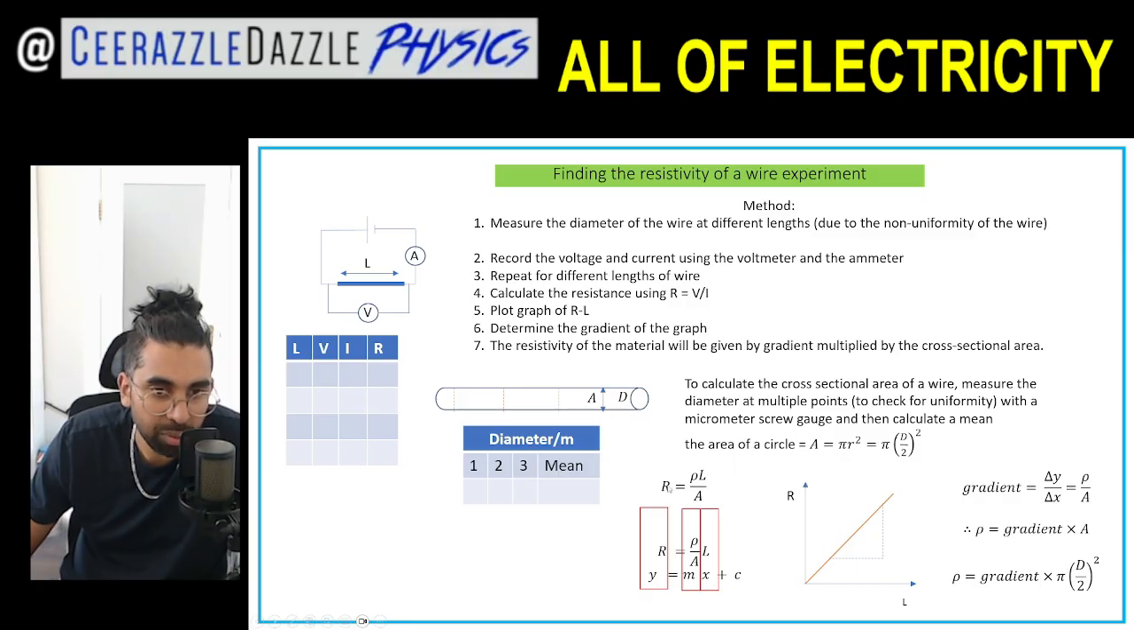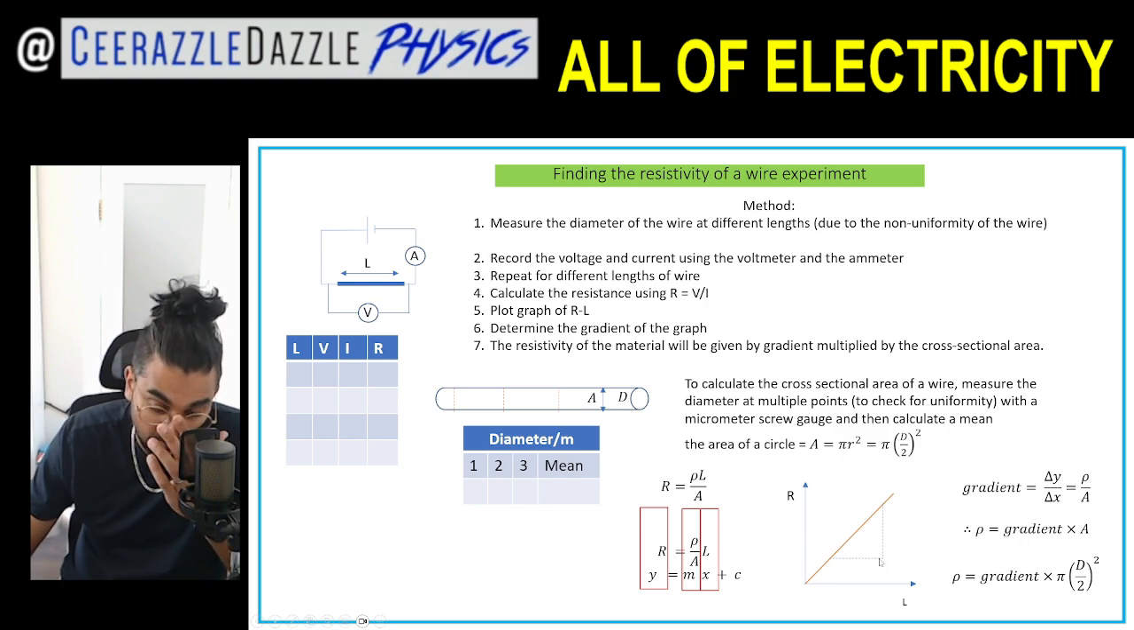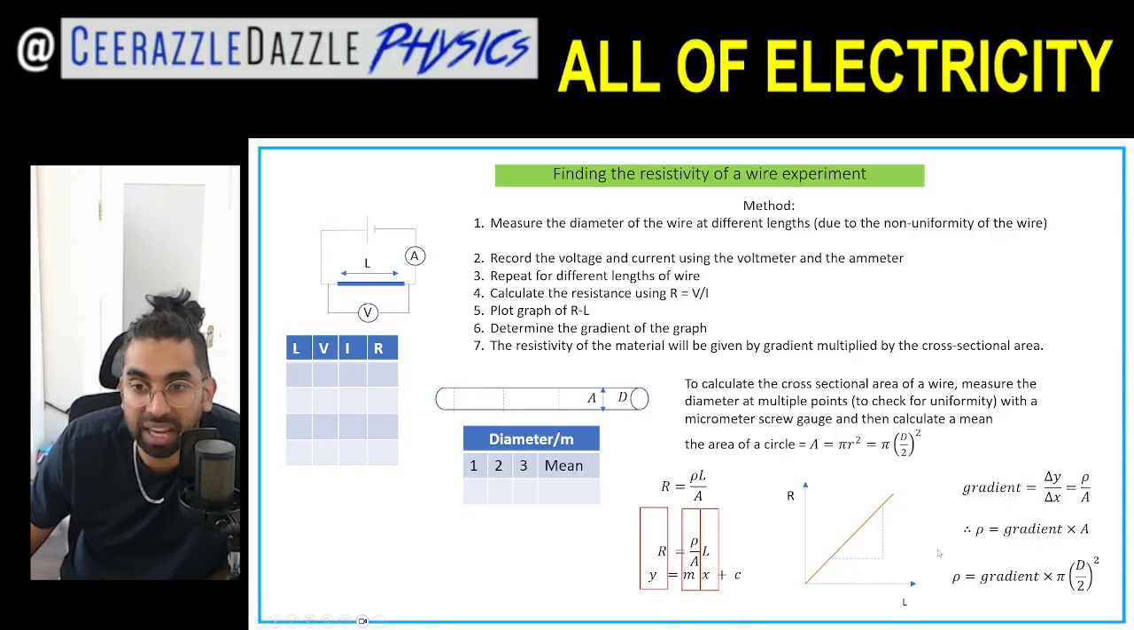But then look, if I was to plot on the y-axis R and the x-axis L, we can link it to the equation of a straight line, y is equal to mx plus c. So as you can clearly see, on the y-axis I've got R, x-axis I've got L, the gradient of the line is equal to rho divided by A. And therefore, rearranging it, the resistivity is equal to the gradient of this graph times A. So you plot the graph, you work out the gradient, and then you times by A.